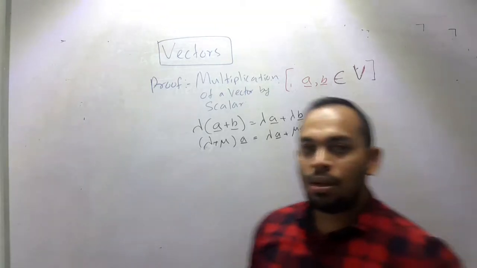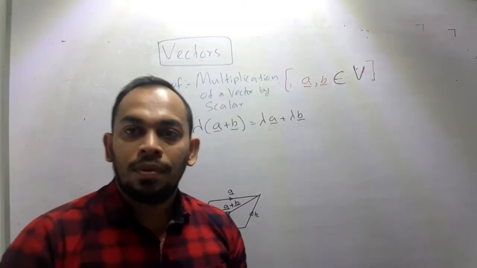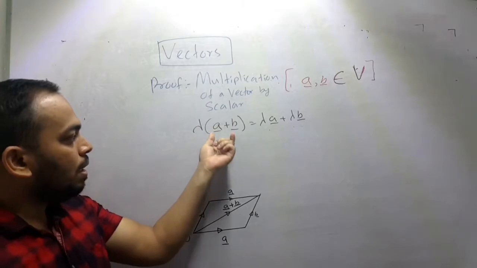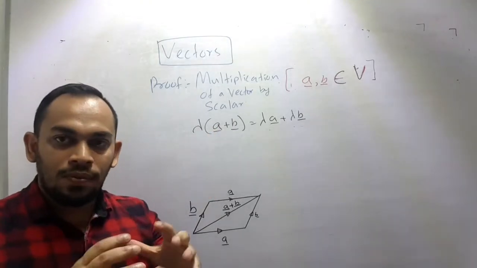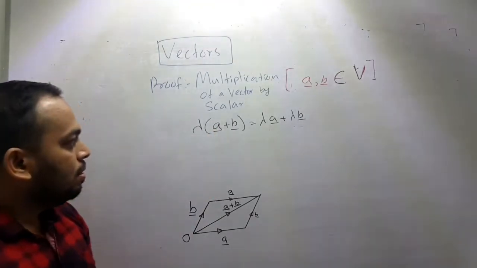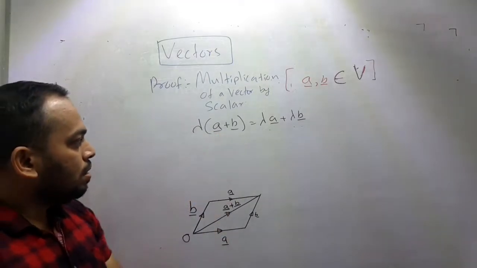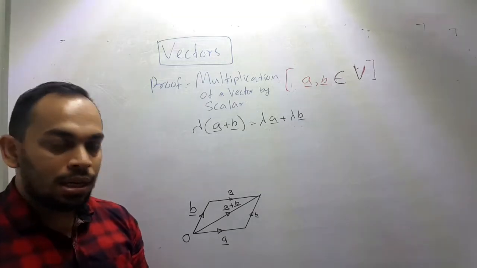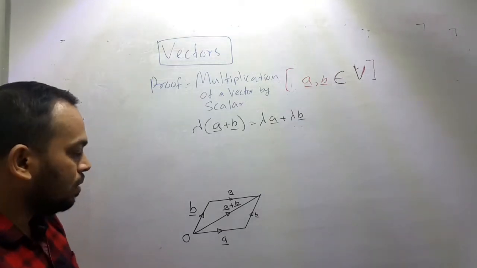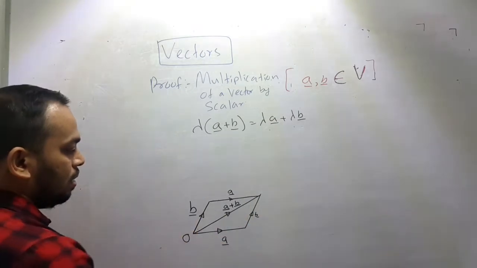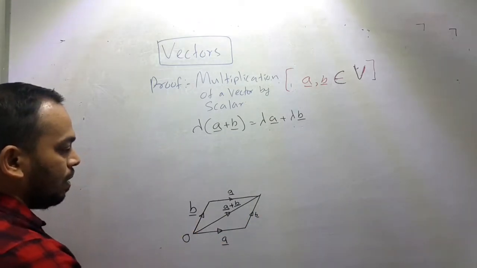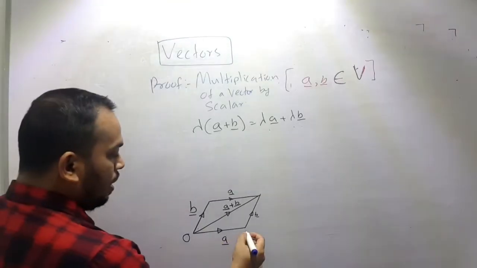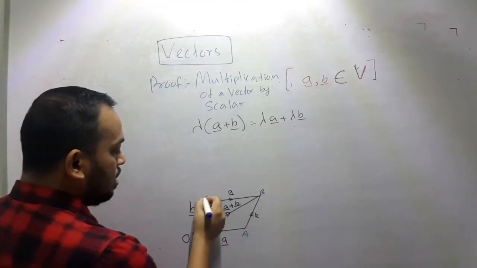Right, so let's look at the proof now. If you look at this, on the left hand side you have a scalar multiplying the addition of two vectors. So first we have to construct that. How do you construct this? You come up with two different vectors. They are different by their directions and magnitudes. So this is the general representation. We take the parallelogram. We got O, A, B and C.